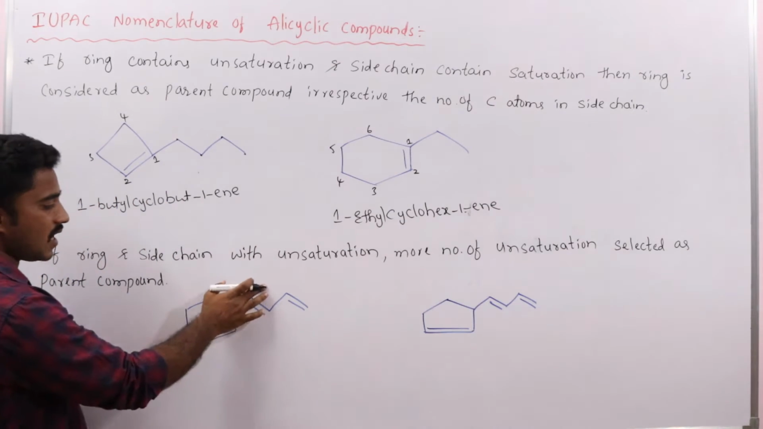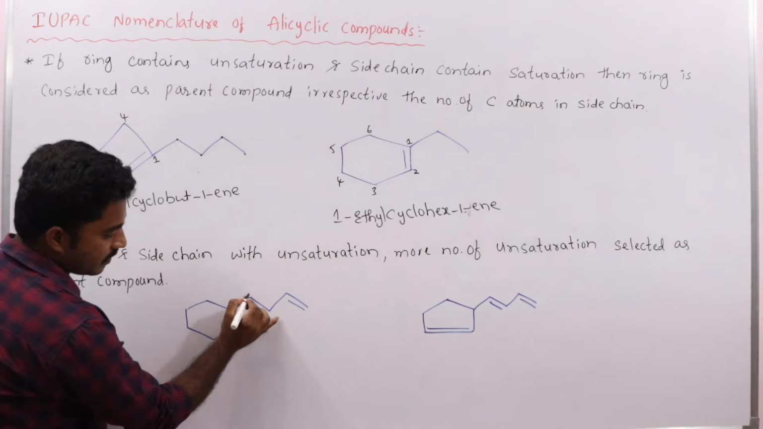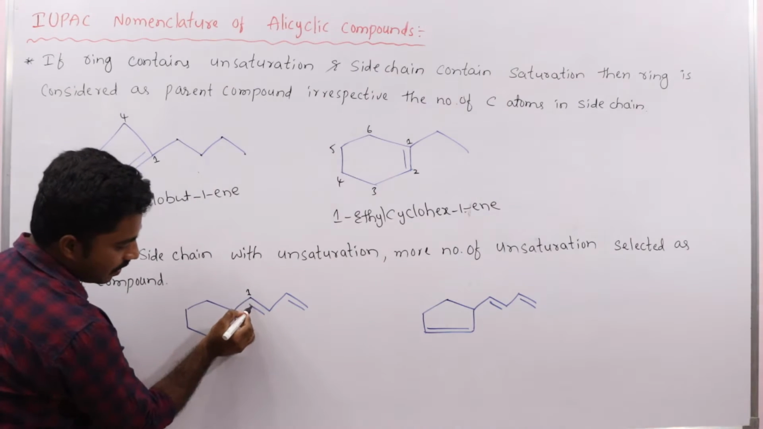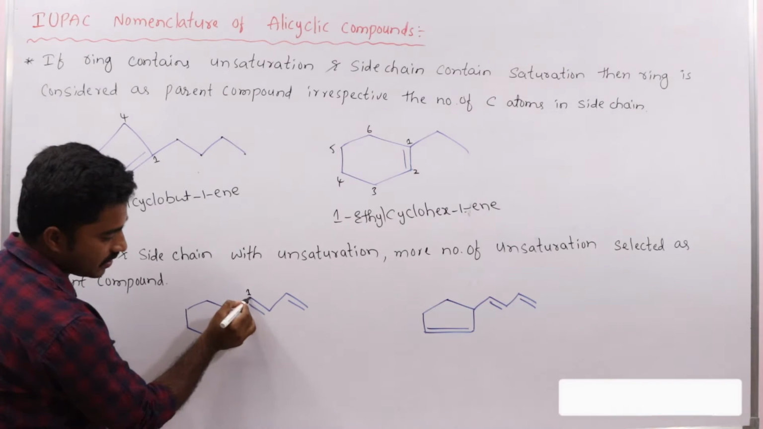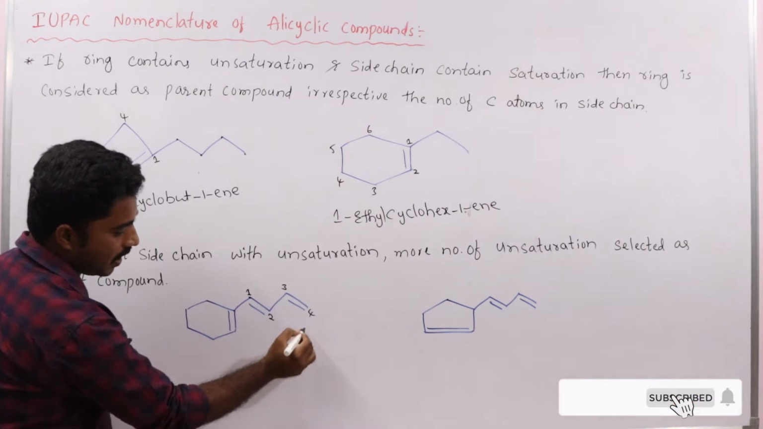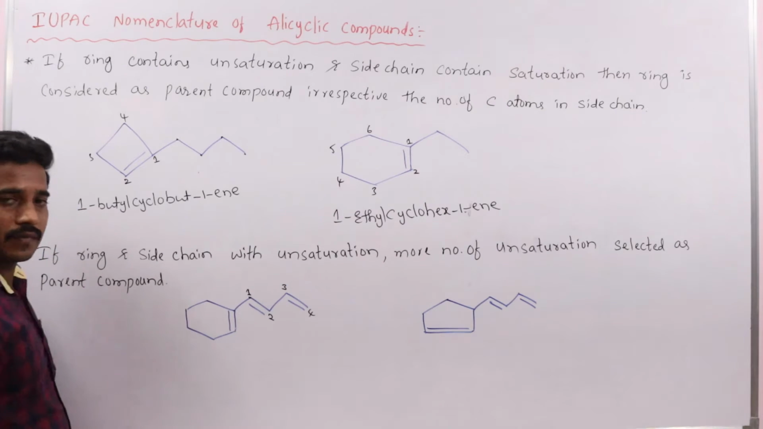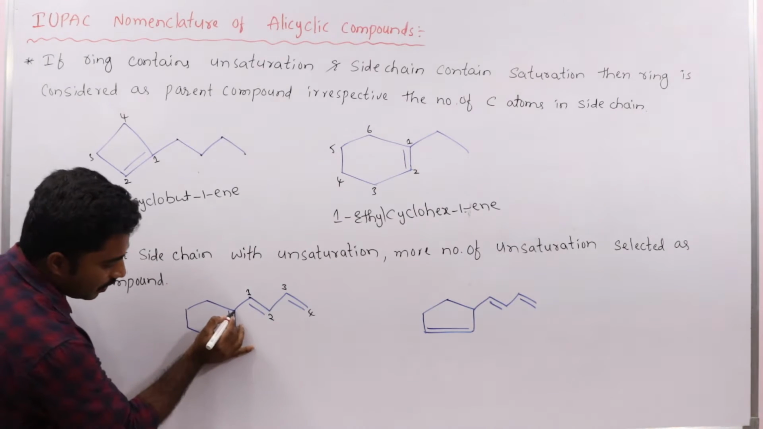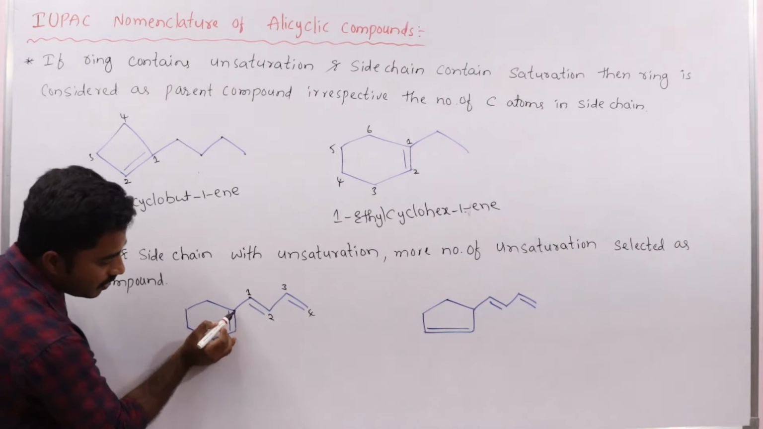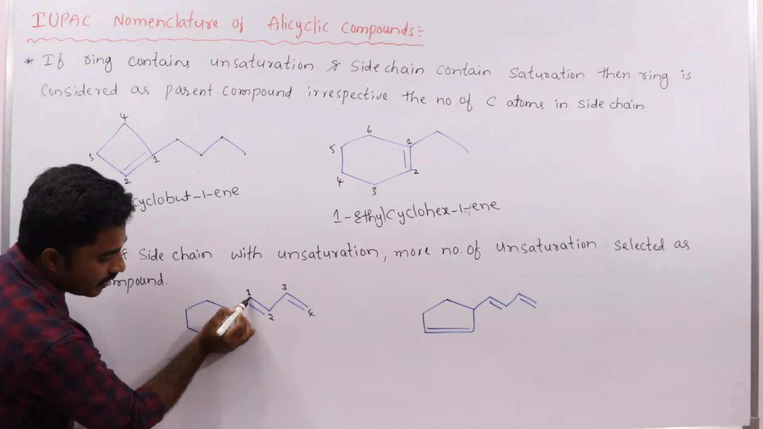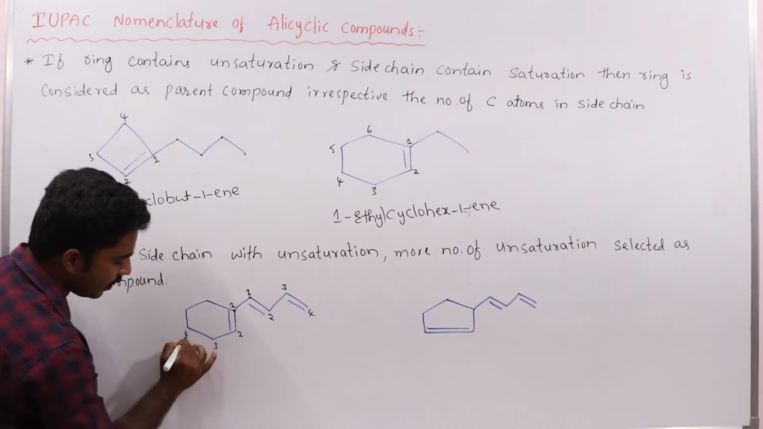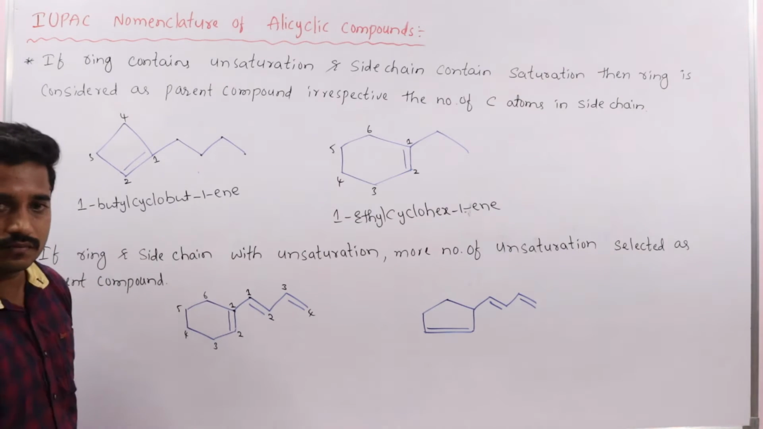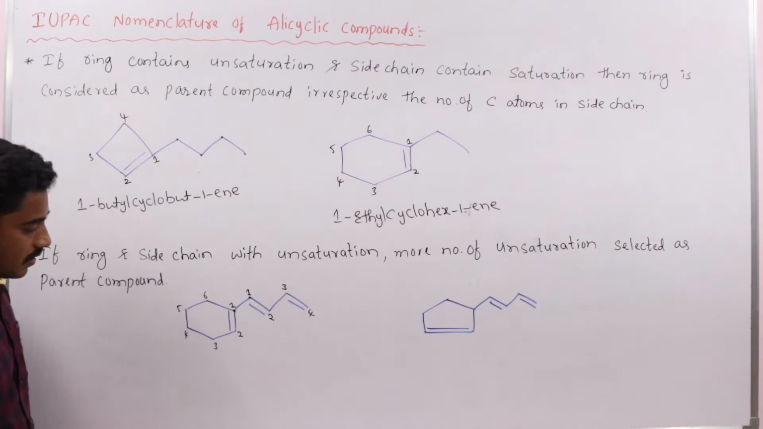So from where should we start the numbering for this parent chain? From this end, because at this position a double bond is present as well as one substituent. That's why we select it. We give numbering from this carbon: 1, 2, 3, 4. Then the substituent carbon which is bonded to the parent chain is numbered 1 and then continuous numbers: here 2, here 3, here 4, here 5, here 6. Right. Then write the name here.